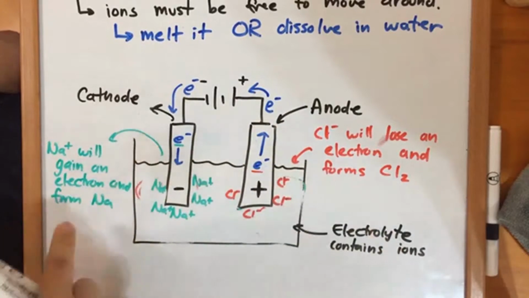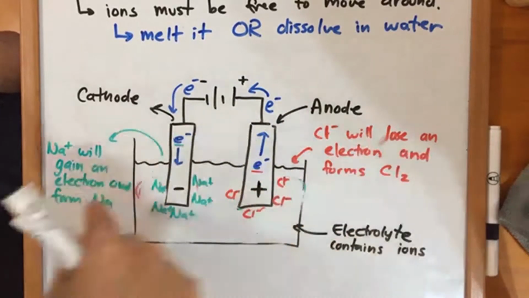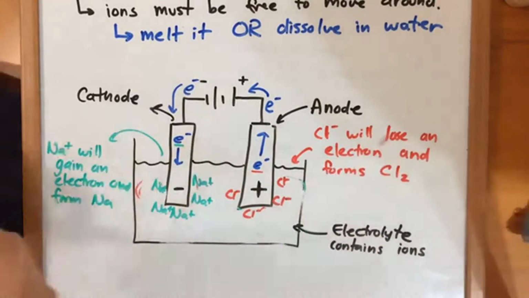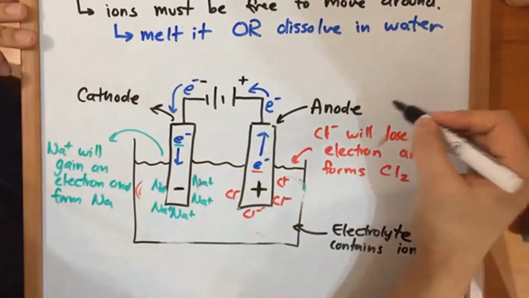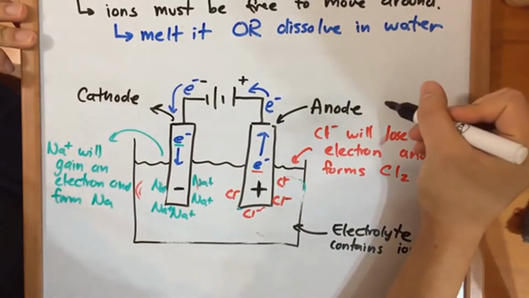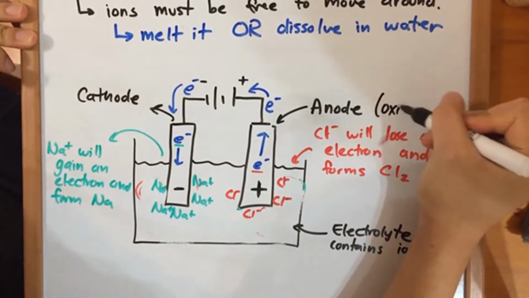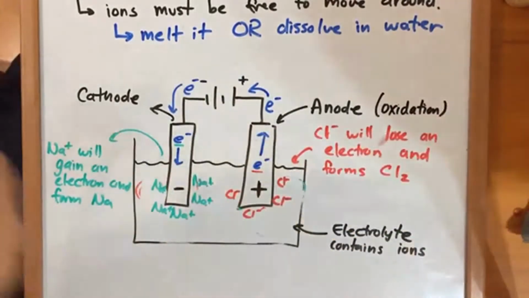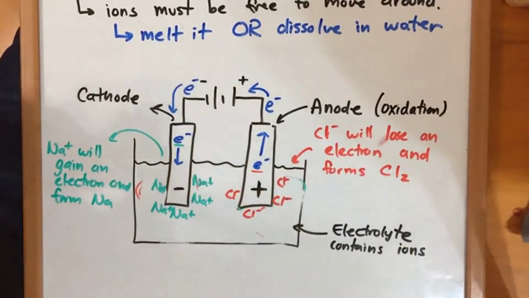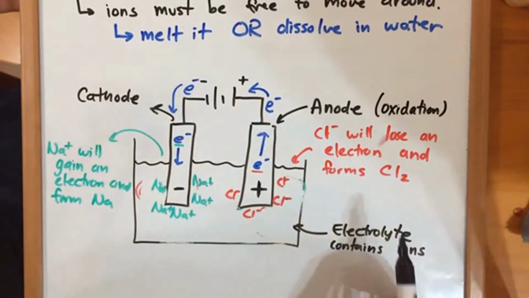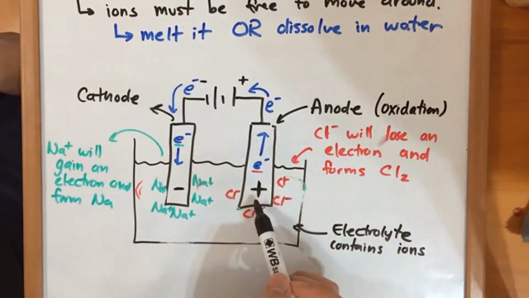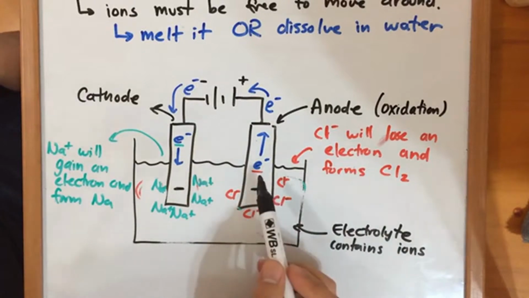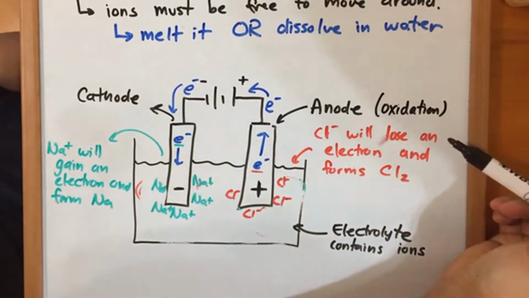The chlorine and the sodium, however, we actually have a name for what's happening here. If something loses an electron, we call that oxidation. So at the anode, and this applies to every electrolysis example, at the anode you have oxidation happening, because whatever's forming at the anode is going to be a negative ion, and so they will always give up their electrons, and so they will always be oxidized.